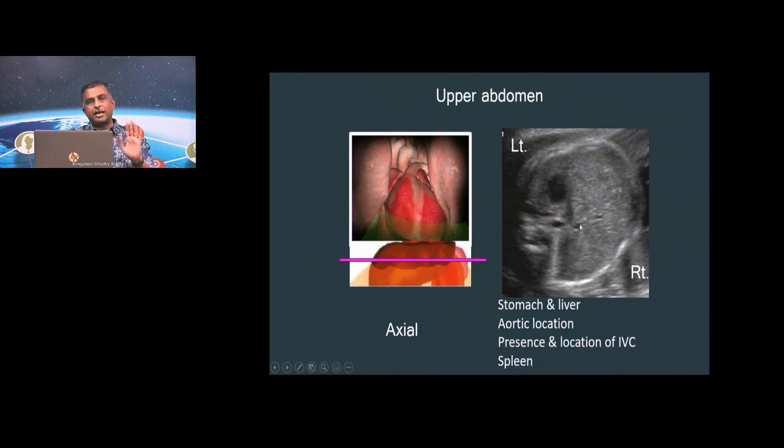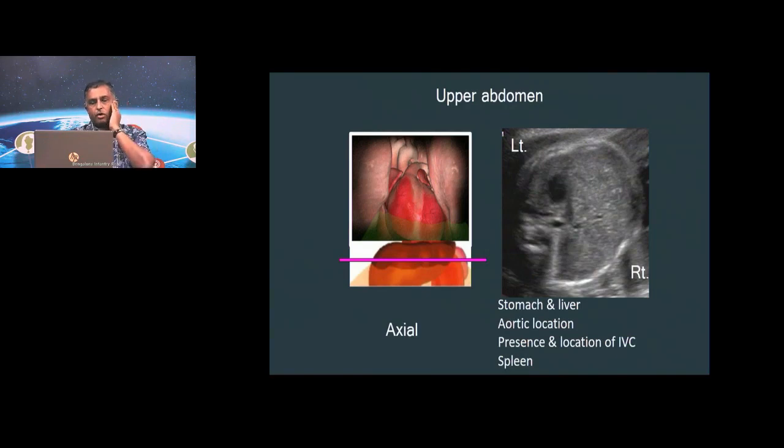Now all this takes is actually 2 seconds to say that this is left, this is right, stomach on the left, liver over here, aorta on the left, and the IVC anterior to the aorta and to the right of the aorta. So once this is done, you know that the organs in the abdomen are organized in the proper fashion and there is no abnormality as far as location, as far as situs goes in the abdomen. So abdominal situs is normal.